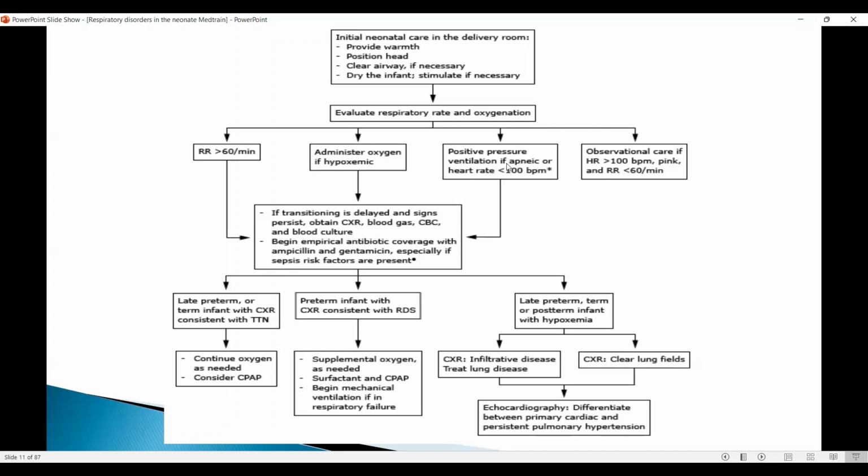If the baby has received positive pressure ventilation, again, you go through the same steps. If the baby is well, you just observe. So this is a very useful algorithm for you to get an overview. We discussed already what the supportive management is.